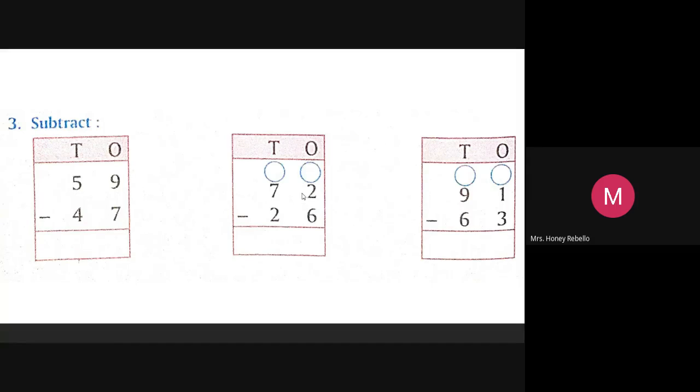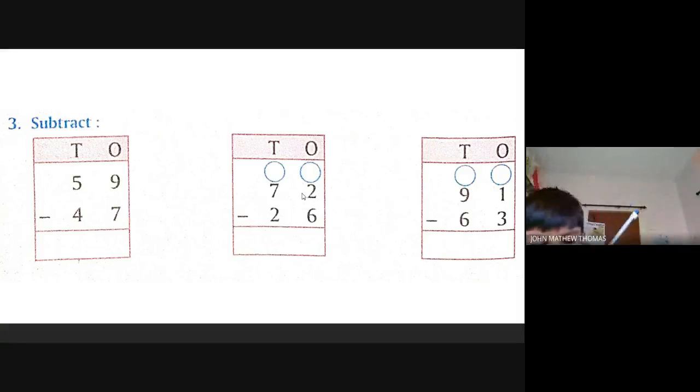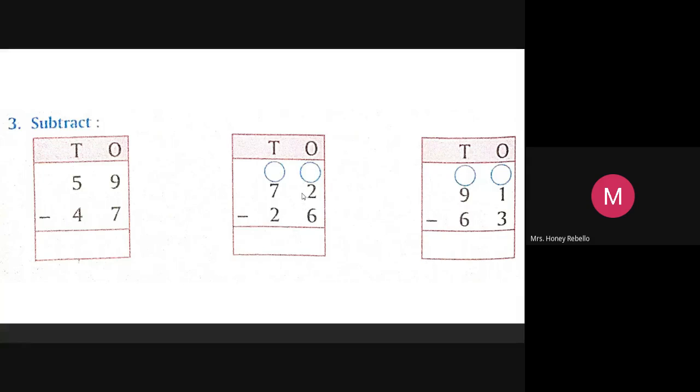Sri Mugilan, please do the first sum. 59 minus 47. What is 9 minus 7? 9 minus 7 is 2.